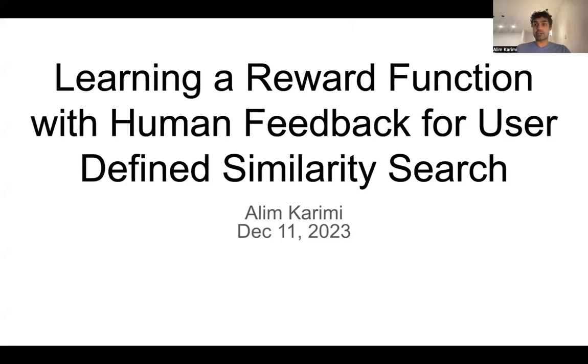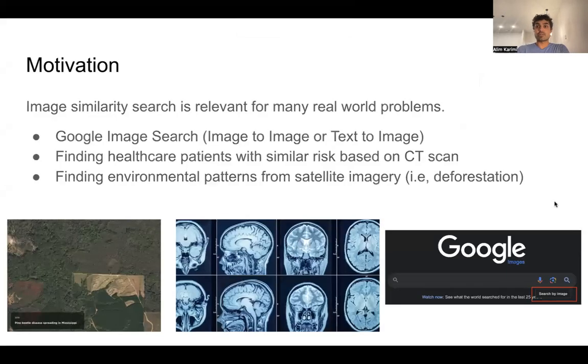2005 reinforcement learning. So we're going to be talking about learning a reward function with human feedback, and the application area is user-defined similarity search. So just to motivate this problem, image similarity search is pretty widely used.